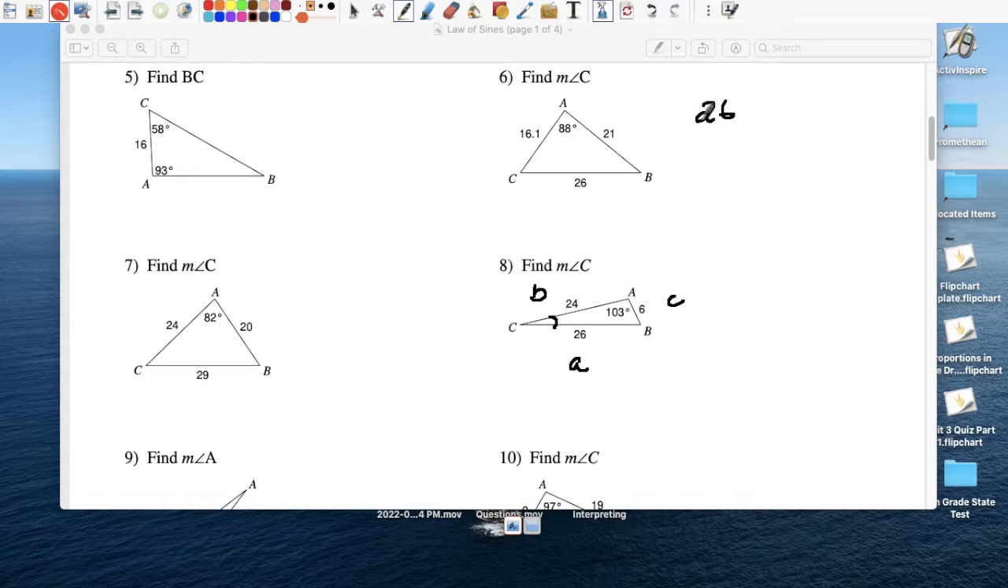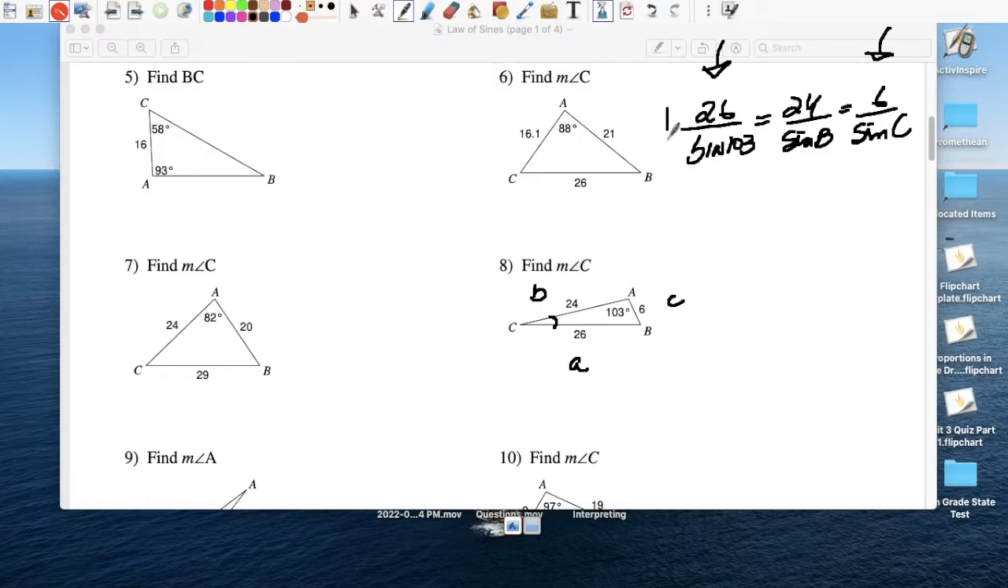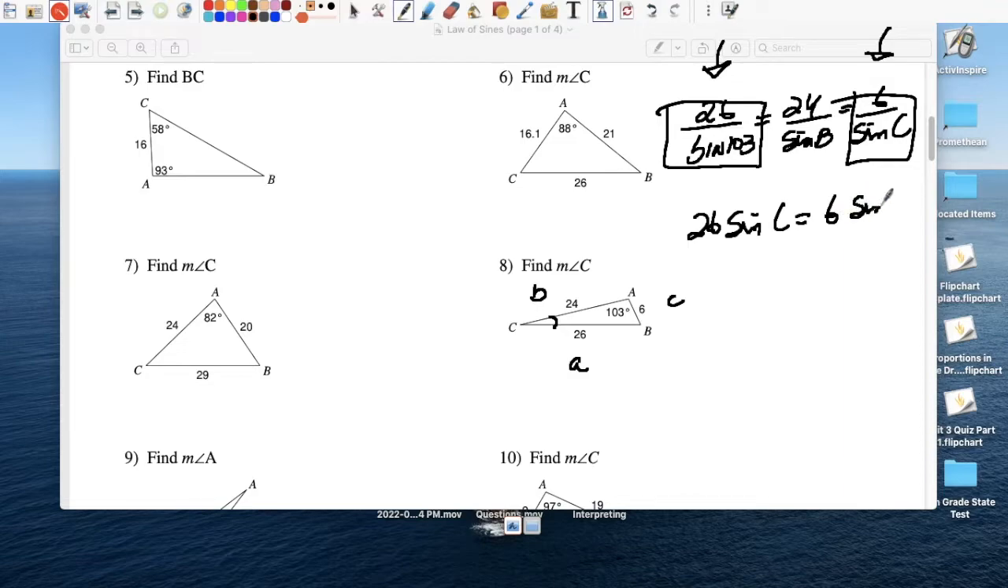So 26 over sine of 103. Little b is 24. We don't have the angle for b. About c, I have little c, which is 6, and I don't have the angle. Okay, so I have everything for A, and then C, I don't have the angle. So I can use this and this for my proportion. So I cross multiply those two, I get 26 sine C equals 6 sine 103.